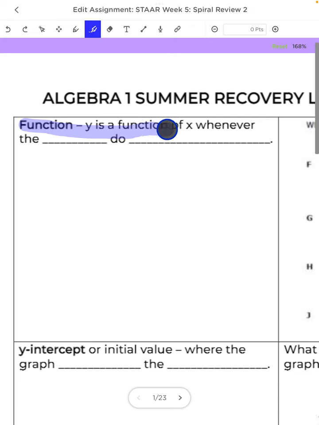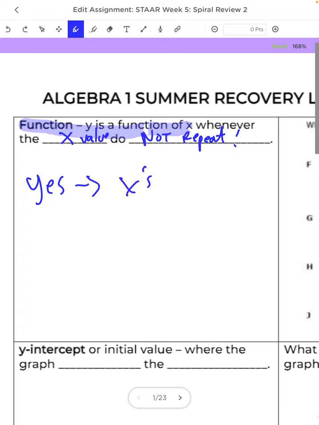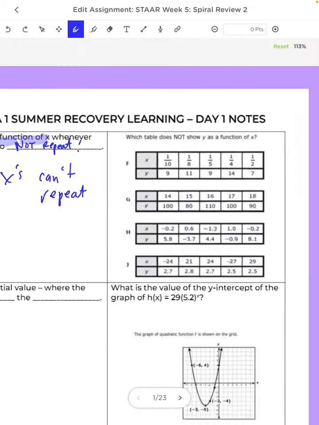So, is it a function or not? Okay, it is a function whenever the x values do not repeat. Okay, so if it is, x's can't repeat. Okay, so that's what we want to remember. X's cannot repeat. Okay, so let's take a look at this.